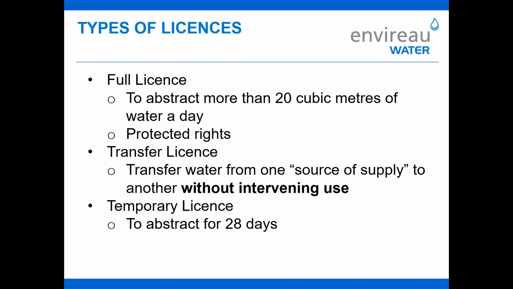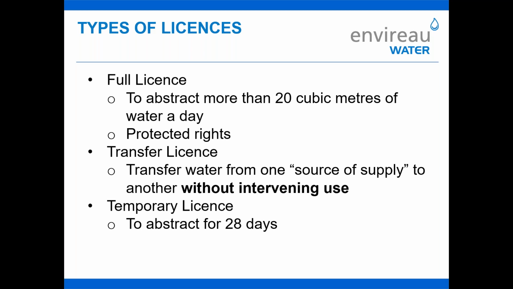A transfer license is a different sort of license, and to introduce a techie term, it's the transfer of water from one source of supply, which is, just take that as where it comes from, so it might be from a river, for example, to another source of supply, which might be to another river, or from a quarry to a river or something like that. But the important thing is that there's no intervening use.